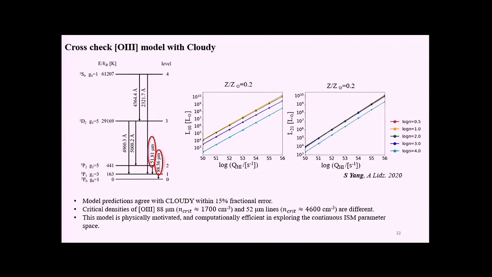agreement. Here, as two examples, I show the 88 micron line luminosity and the 52 micron line luminosity versus QH1 under various H2 region gas densities. The Cloudy simulation results are given by the solid curves, while our model predictions are given by the dashed lines. So we see that they basically overlap with each other.